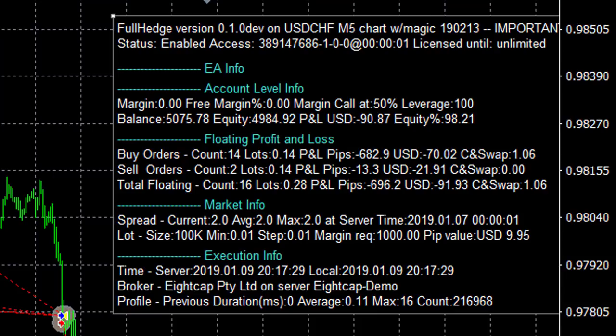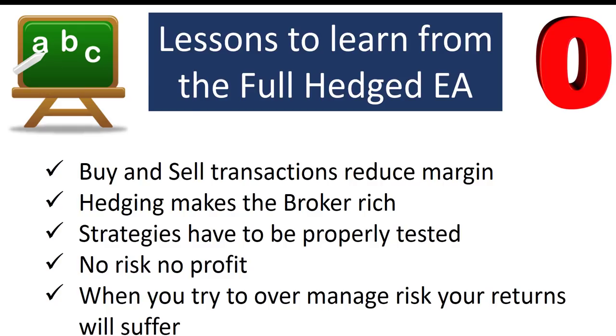And I think I'm not going to push this any further. I think we have gained the information that we want out of this little bit of trading that we've seen so far. And let's look at the lessons that we can learn from trading the full hedged EA. Okay, lesson one is balancing the buys and the sells reduces margin to zero, in fact. So you can get zero margin requirement from your broker if you have an equal number of buy lots and an equal number of sell lots. The next most important lesson of them all is hedging makes the broker rich.